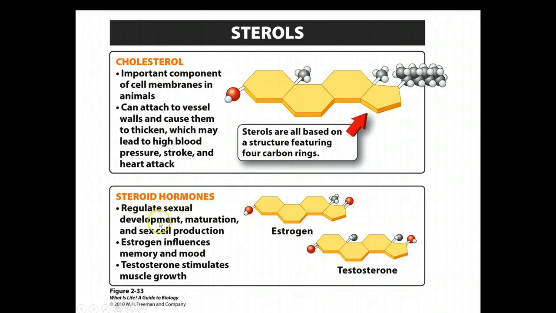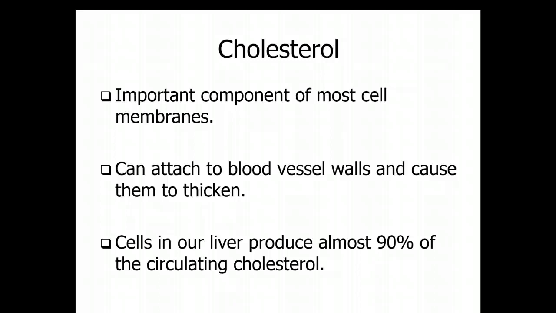Steroid hormones regulate sexual development and maturation. Estrogen influences memory. Testosterone stimulates muscle growth. So you can see estrogen and testosterone being very similar, just with losing a double bond here and a few other side groups attached, but quite similar in lots of ways. These subtle differences make a profound difference in outcomes in living humans. Cholesterol, an important component of most cell membranes, can attach to blood vessel walls and cause them to thicken. Cells in our liver produce almost 90% of the circulating cholesterol.